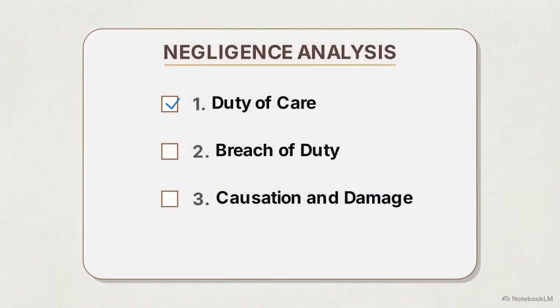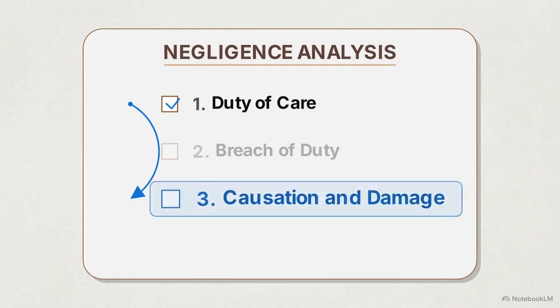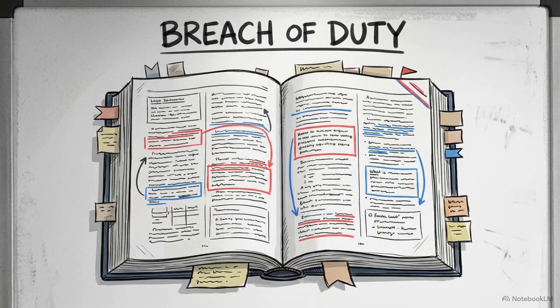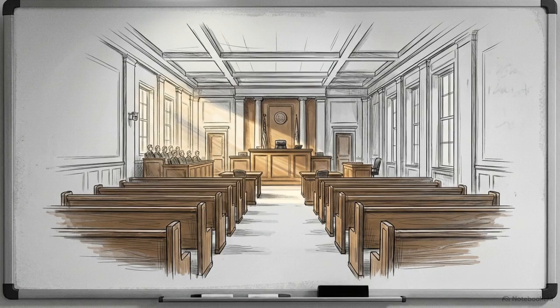We will temporarily bypass the second element to look at the third, causation and damage. Factual causation here is indisputable. The baseball escaping the club's facility directly and physically caused Mrs. Lim's broken arm. Because duty and causation are definitively satisfied, the entire legal weight of this case hinges on that complex middle element, breach of duty. To determine a breach of duty, the court asks if the club failed to meet the standard of a hypothetical, reasonable person in managing risk.